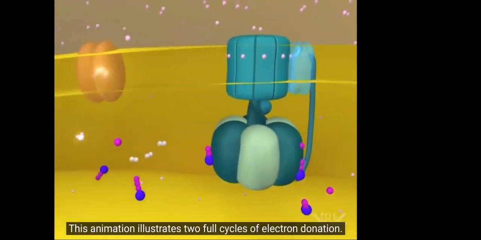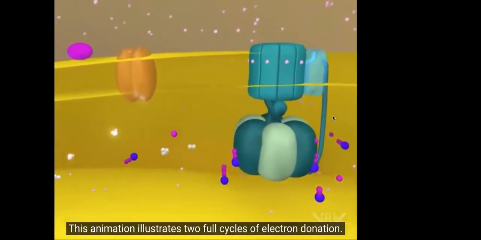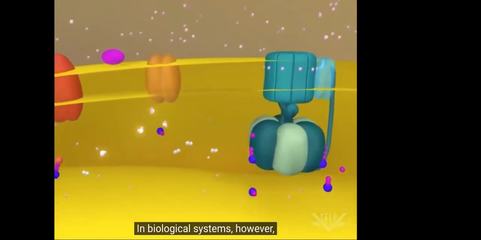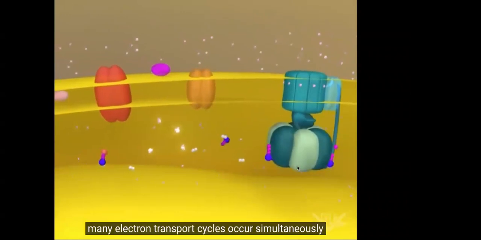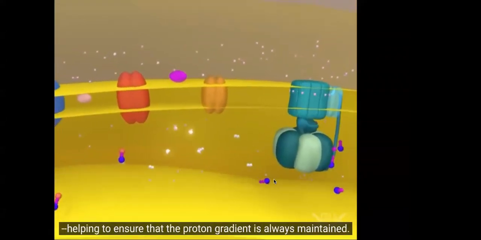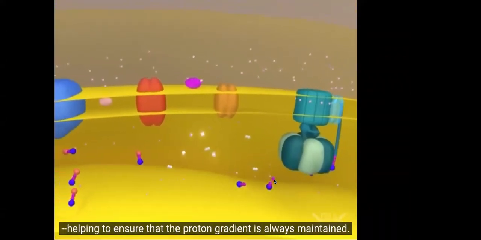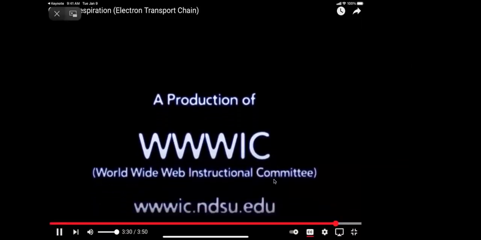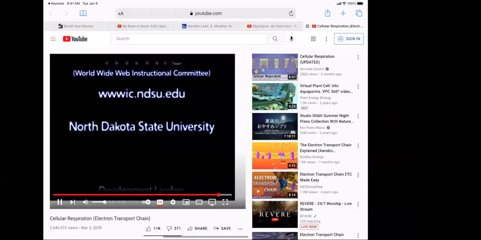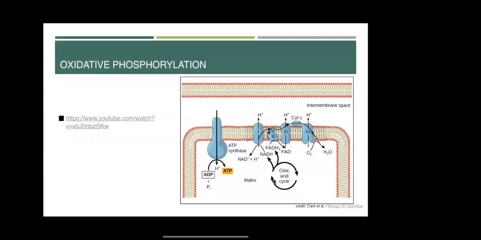This animation illustrates 2 full cycles of electron donation. In biological systems, however, many electron transport cycles occur simultaneously, helping to ensure that the proton gradient is always maintained. Like I said, I like how they show the ATP synthase does move, that it turns.